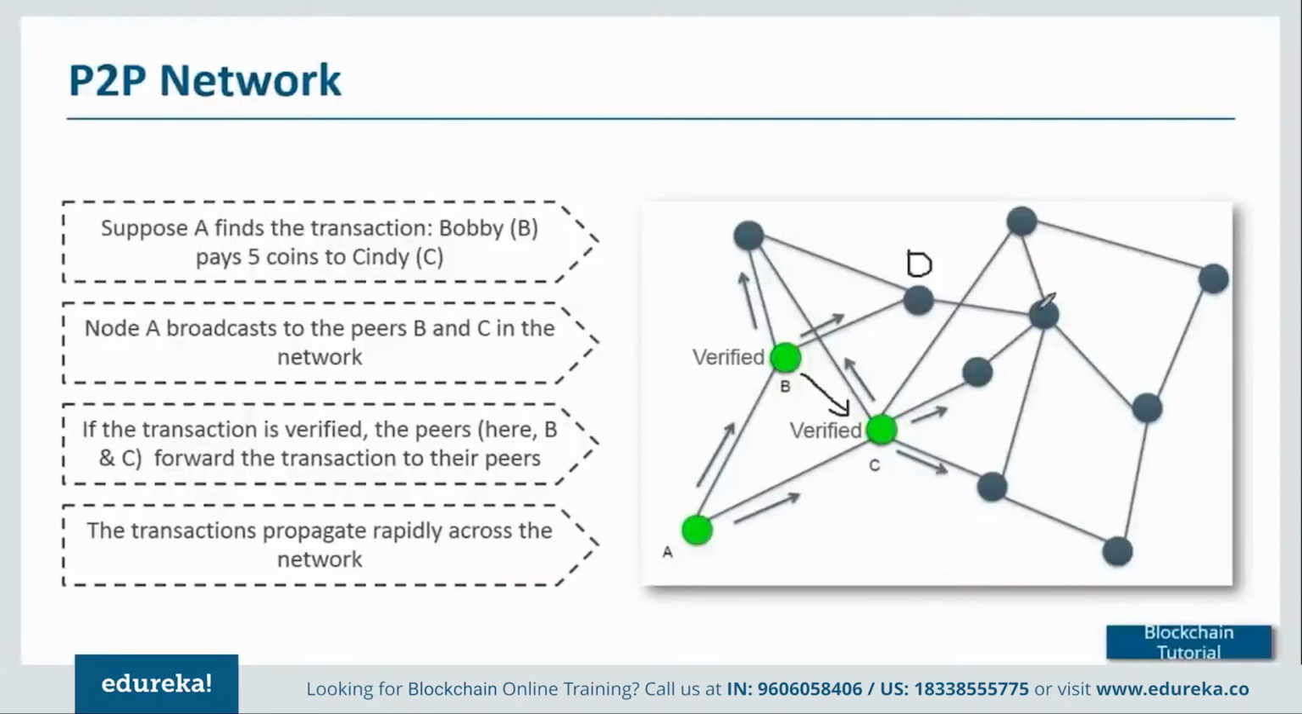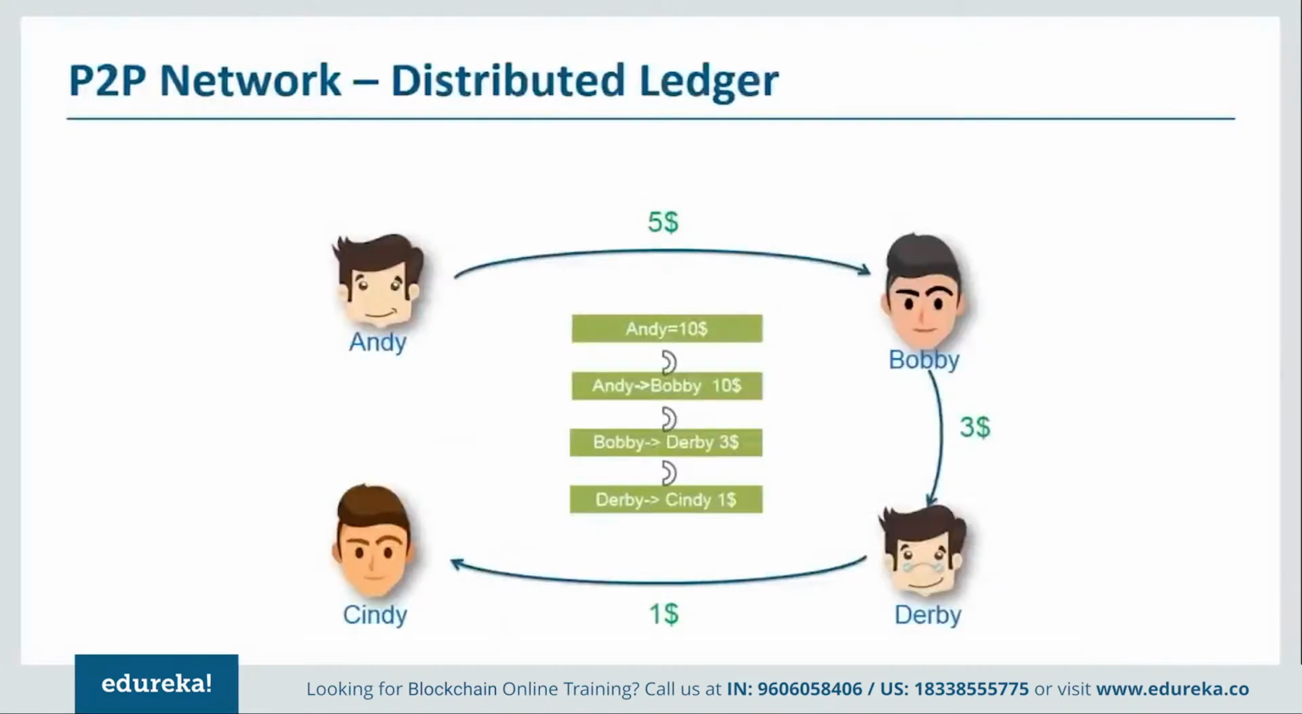Apart from this, there is also another preference that comes into the picture, but right now let's not talk about it and complicate things further. Now, moving on, let's talk about how the distributed ledger system itself works in the P2P network. Let's say Andy is sending Bobby $5. Bobby is then giving Debbie $3 and Debbie thereby is giving Cindy $1.